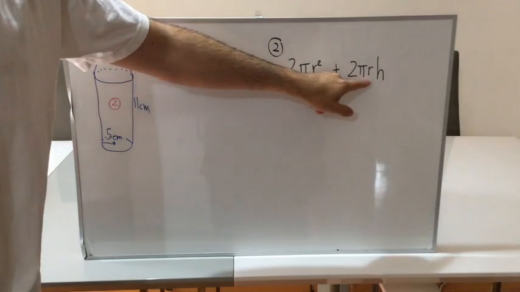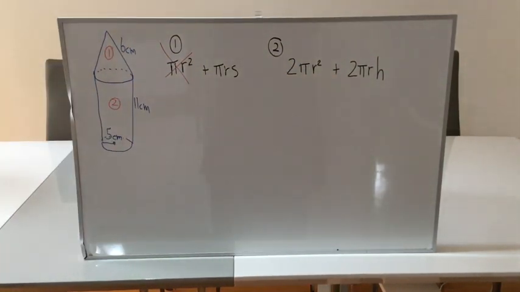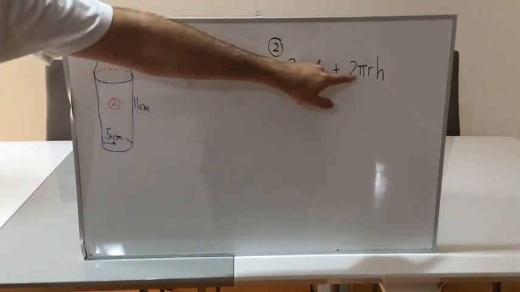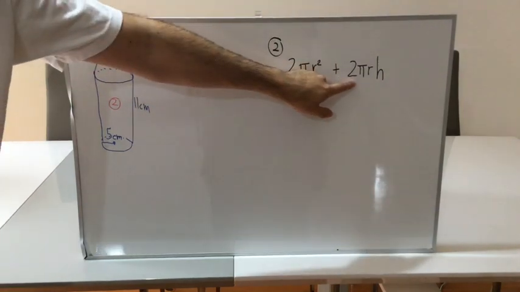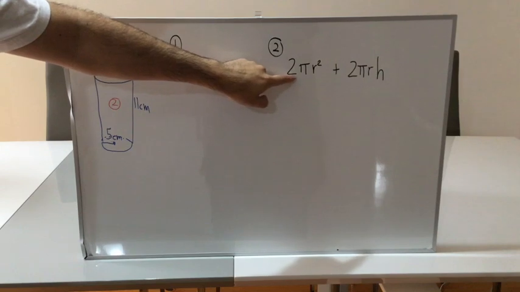Now we definitely can see the curved part from the outside, so we definitely do need to keep that part of the formula. That 2 always stays there. That 2 never ever goes away. It's always there. This here though, this means two circles.